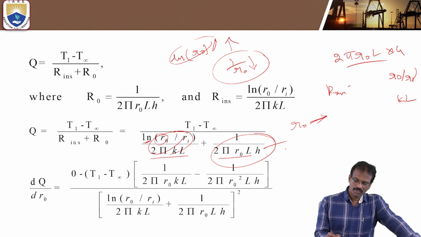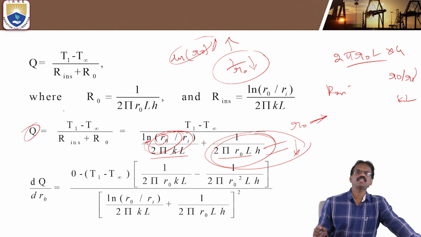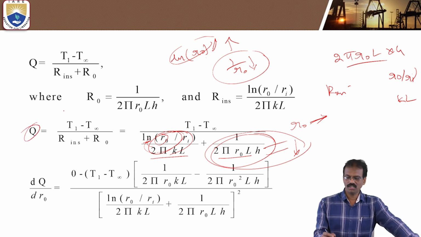Here the resistance of convection is decreasing, and the resistance of conduction is increasing, but the increase is very small compared to the decrease. So due to this resistance decrease, the Q value will increase. Up to a certain level Q increases, and after that it decreases. At this point, the corresponding value of R naught is called the critical radius of insulation.